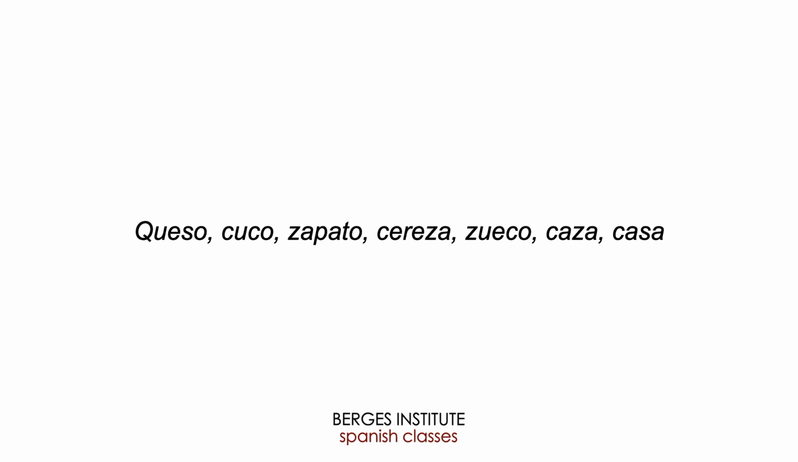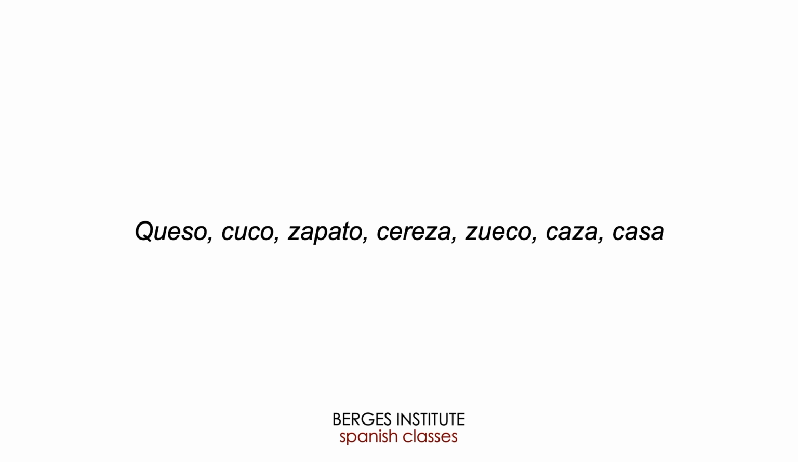We have queso, cuco, zapato in Spain, or sapato in southern Spain and Latin America. Cereza in Spain, or sereza everywhere else. Zueco or sueco. Caza or casa. And the last one, casa everywhere. So the second to last, caza or casa, right? In Spain we would differentiate it, we would pronounce it caza. In southern Spain and Latin America, the last two words would be pronounced the same way, casa.